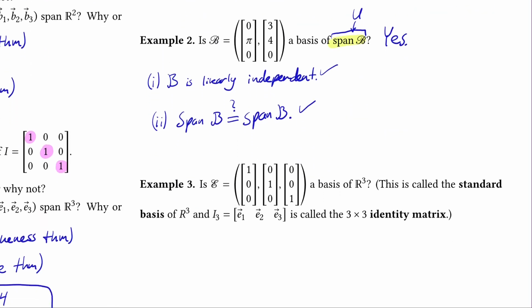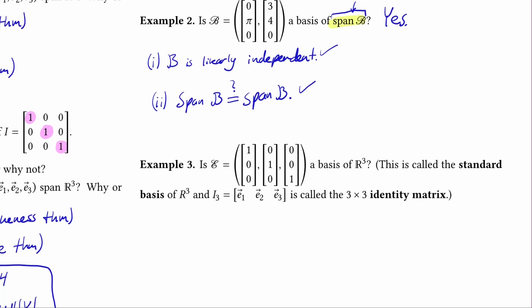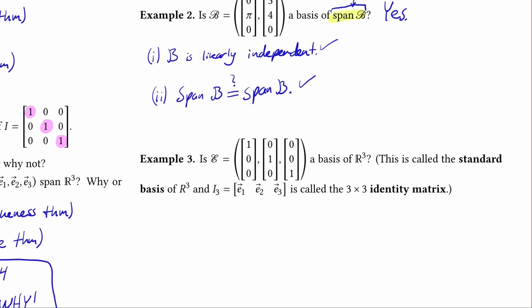Let's look at example 3. This is like a script E, like super old-timey cursive script that nobody knows how to read anymore. But this is a special list of vectors. This is called the standard basis vectors. We write them as E1, E2, and E3 here. And the matrix that has them as its columns is called the identity matrix. It's a special matrix. We can write subscript 3 just to indicate that it's 3 by 3.